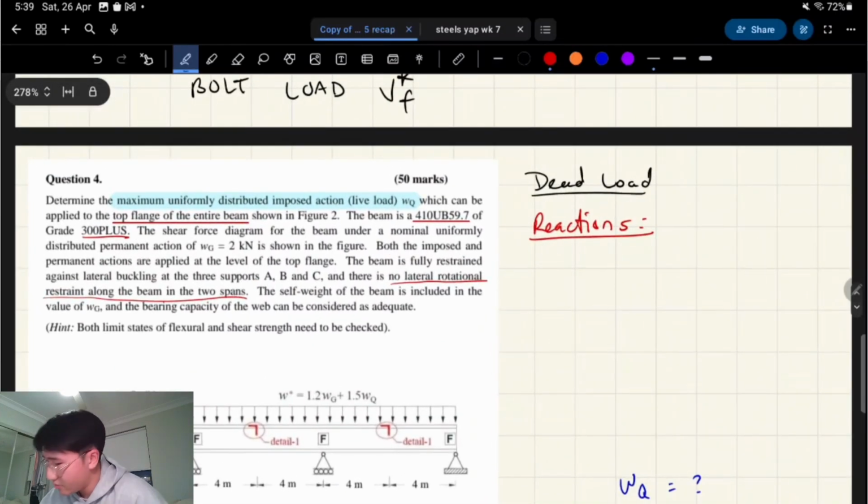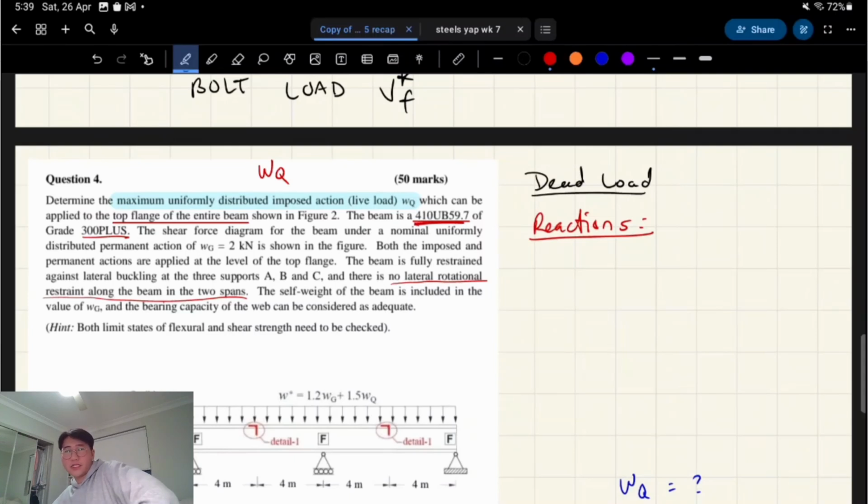Determine the max uniformly distributed imposed action, which is WQ, which can be applied to the top flange of the entire beam, as shown in the figure. The beam is a 410 UB, so they tell us the beam. We don't have to do any initial sizing. Of grade 300 plus. The shear force diagram for the beam under a nominally uniformly distributed permanent action of WG equals 2 is shown in the figure.